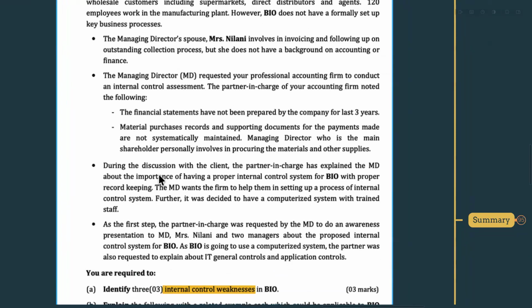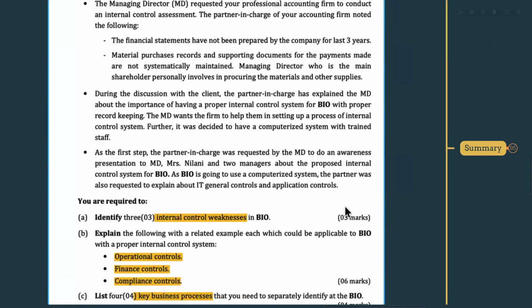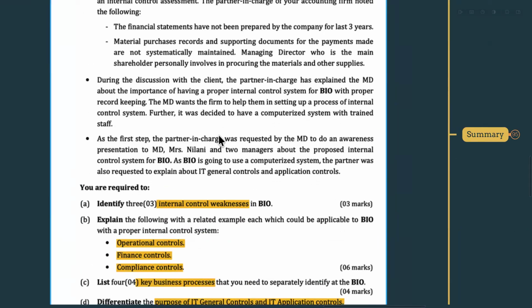Significant deficiencies. And during the discussion with the client, the partner in charge explained to the MD the importance of having a proper internal control system for Bio with proper record keeping. The MD wants the firm to help them in setting up an internal control system. Further, it was decided to have a computer system with trained staff. Good. As the first step, the partner in charge was requested by the MD to do an awareness presentation to the MD, Mrs. Nilani, and two managers about the proposed internal control system for Bio. As Bio is going to use a computerized system, the partner was also requested to explain about IT general controls and application controls. That is related to another question.